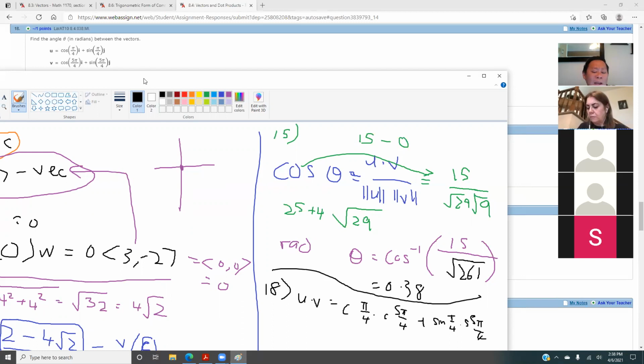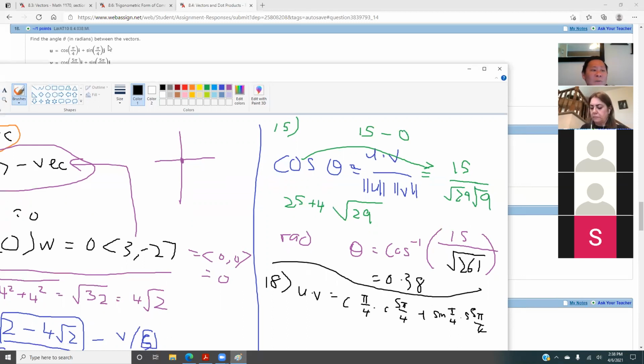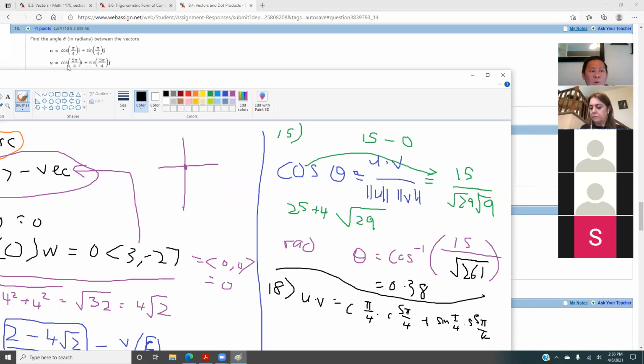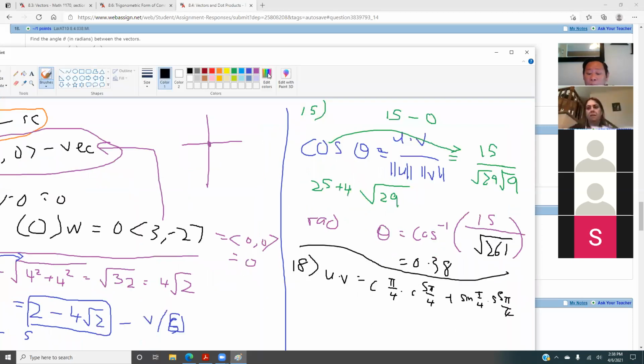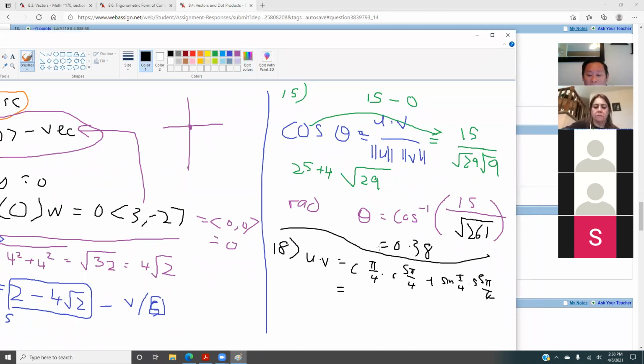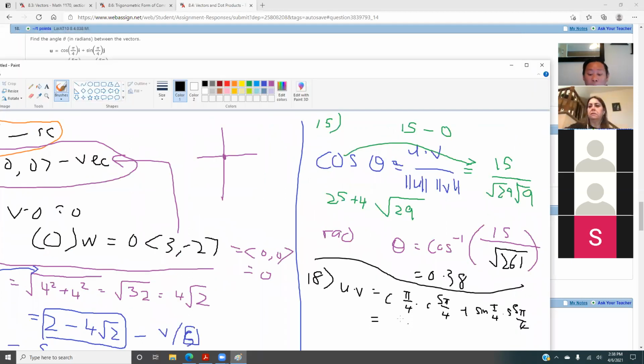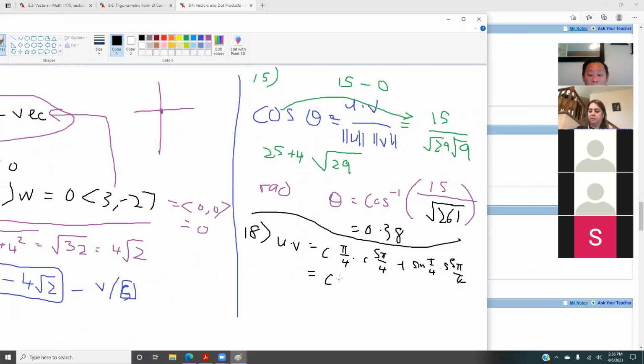Can someone name me an identity that has cosine times cosine plus sine times sine? We have an identity of this that you learned before spring break. Sum and difference of sine or cosine or tangent. It's cos of u minus v. Yep, it's cos cos plus sine sine.